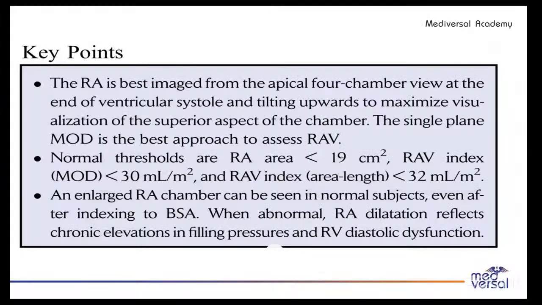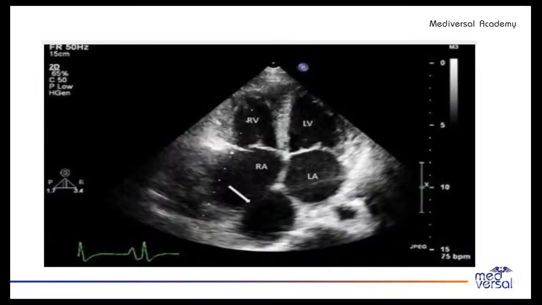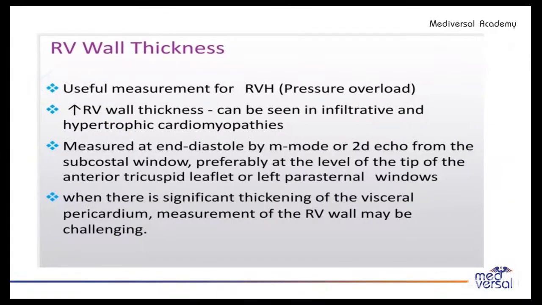Then after measuring the size of RA, you have to measure the thickness of the RV. Generally, RV is thickened when there is pressure overload, like high pulmonary artery pressures, we will see PAH. So increased RV wall thickness can be seen in infiltrative and hypertrophic cardiomyopathies, measured at the end diastole by M-mode or 2D echo from the subcostal window, preferably at the level of the tip of the anterior tricuspid wall or left parasternal windows. When there is significant thickening of visceral pericardium, measurement of RV wall may be challenging.